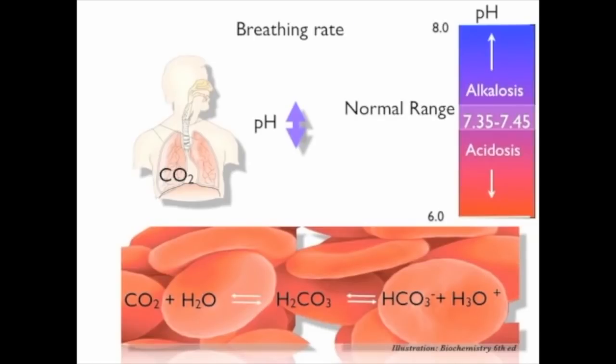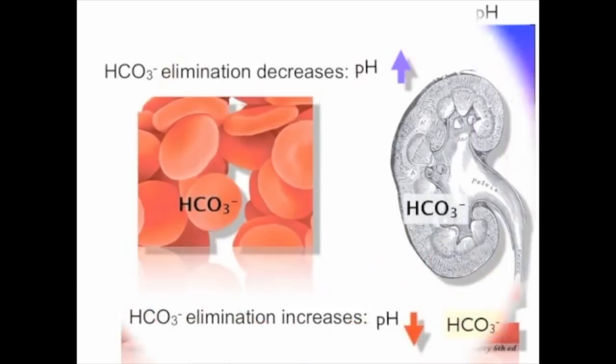The body has two major ways of regulating pH. One is through regulating the rate of breathing. When breathing increases, more carbon dioxide is eliminated, and so the pH increases. Likewise, when breathing rate decreases, less carbon dioxide is eliminated, and the pH decreases.